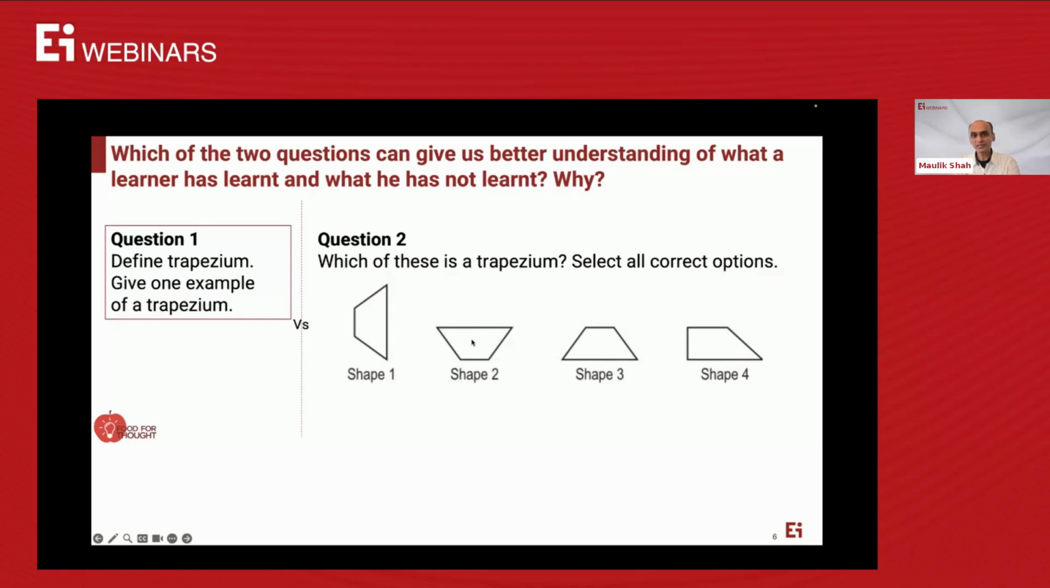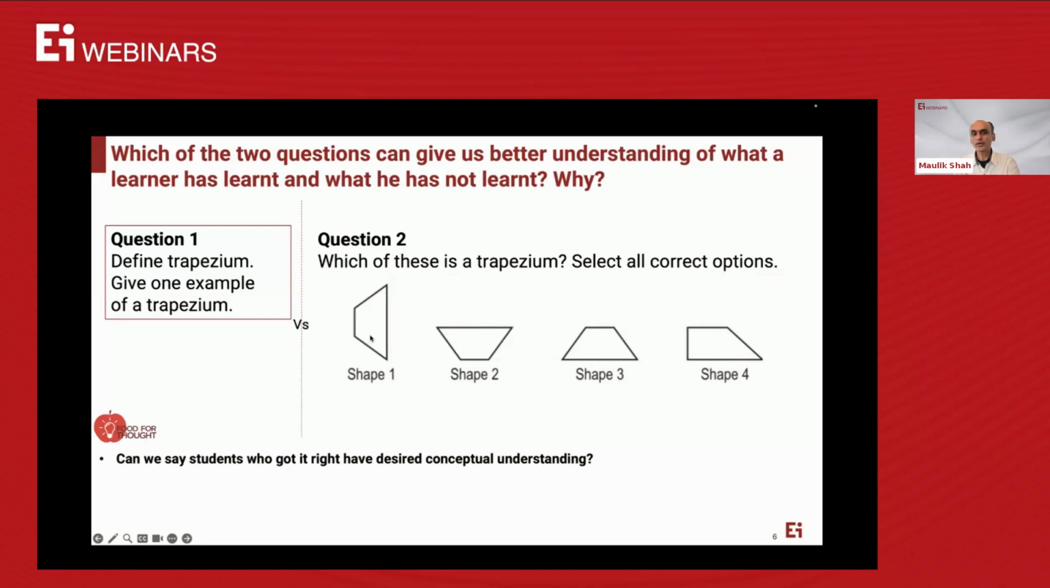Is shape 2 also a trapezium? Indeed. Is shape 1 also a trapezium? It is just rotated. Changing the orientation of a shape doesn't change the shape. So shape 1 will also be a trapezium. And shape 4 is indeed a trapezium because it has one pair of lines parallel. But we find students think that shape 4 is not a trapezium. Some students think shape 1 is not a trapezium.